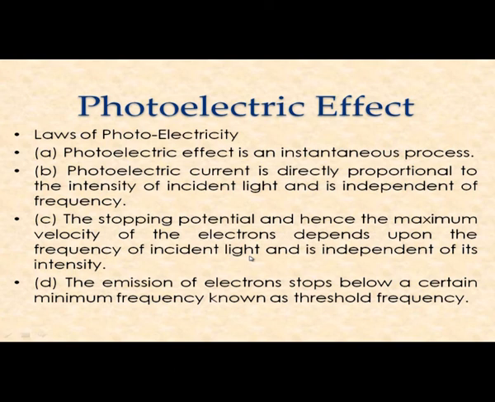The photoelectric effect is governed by four laws. The first one is that it is an instantaneous process, that is, there is no time lag between the incidence of radiation and the emission of electrons. Photoelectric current produced is directly proportional to the intensity of incident light and is independent of frequency. The stopping potential, and hence the maximum velocity of the electrons, depends upon the frequency of incident light and is independent of its intensity. That is, however intense the light you allow to fall on the material, the emission of electrons depends on the frequency. The next law is that emission of electrons stops below a certain minimum frequency known as the threshold frequency.